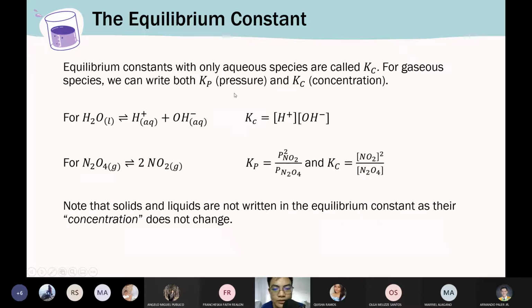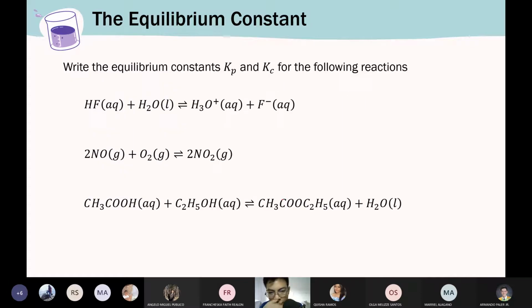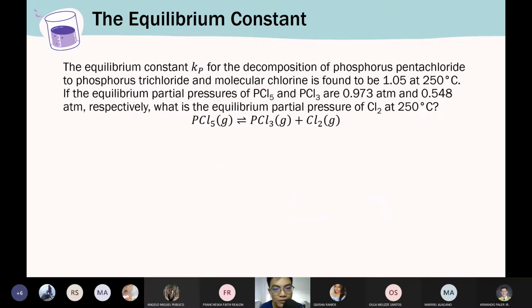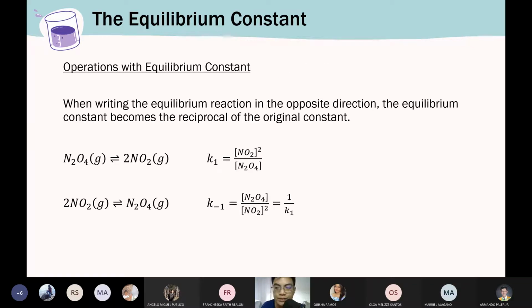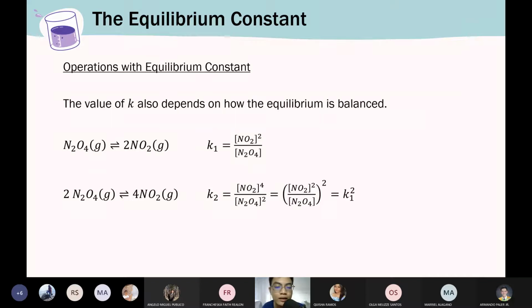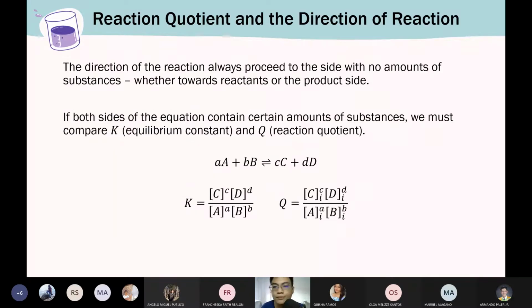And then we also learned last time that there are two types of equilibrium constant: the Kc and the Kp. For gases, we have Kp and Kc, and for aqueous systems, we just have Kc. Those are the proper ways of writing that we did last time, and the basic calculations and operations. Depending on what coefficient you multiply your equation with, there is a corresponding effect on your K value. Now let's proceed with the next thing.